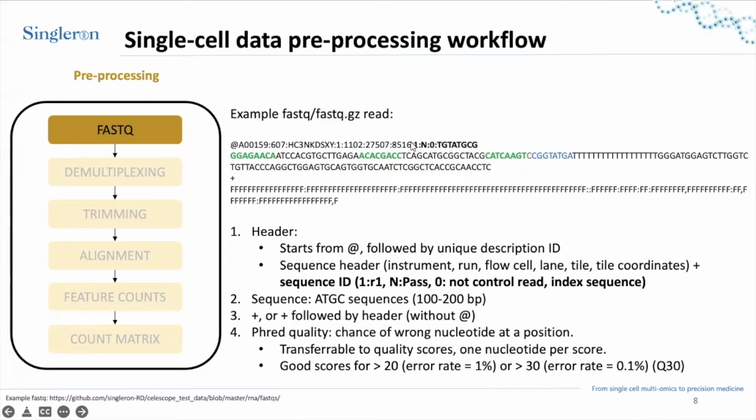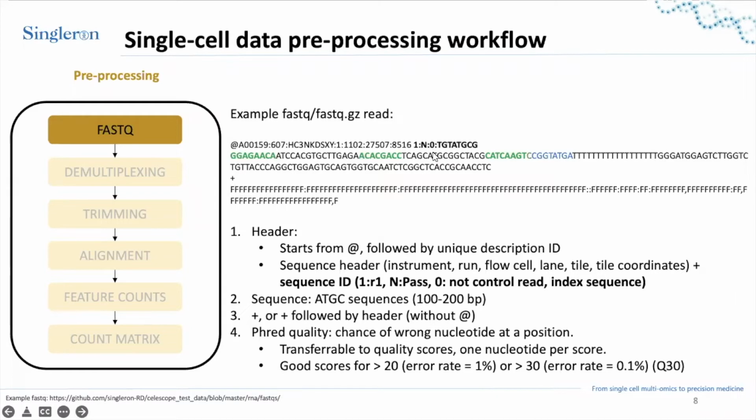So here bolded as 1. So 1 means this is read 1. If it is read 2, you will see a 2 here. N means this read passed the initial sequencing quality control. 0 means this is not a control read.